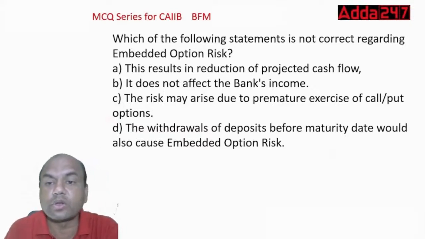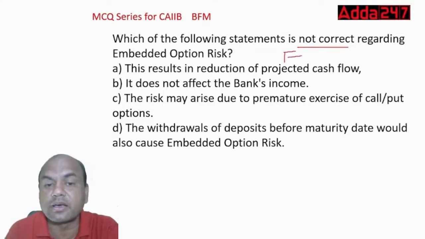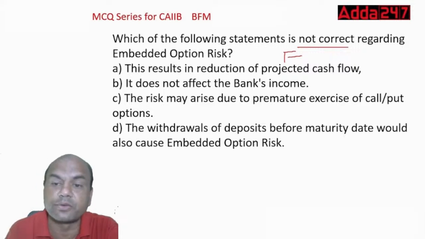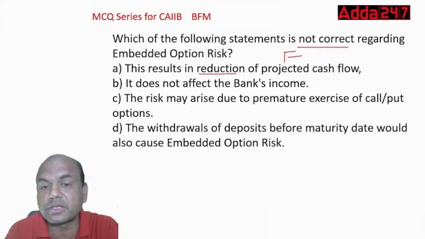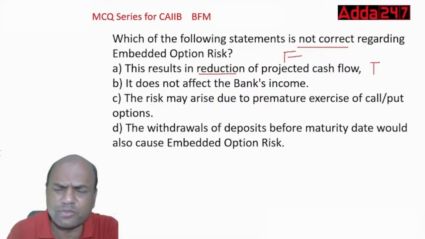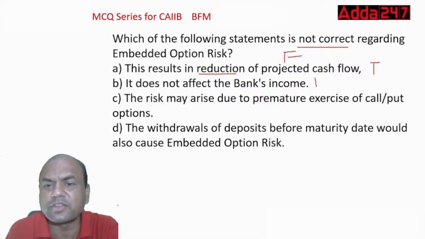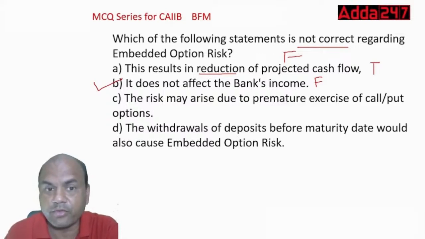Which of the following is not correct regarding the embedded option? We want a false one now. This results in reduction of the projected cash flow. Yes, that is true, so we want a false one. It does not affect the bank's income. What is this? It is false, it does affect. So B is false, B is the right answer. Don't even look at C and D now, because there is no option of all of these. If you want, I'll just go through it.